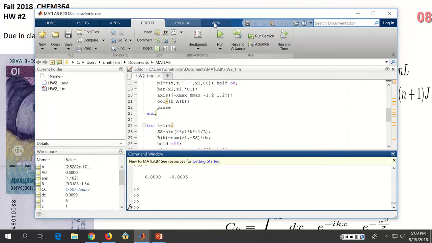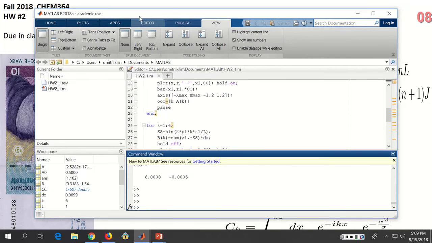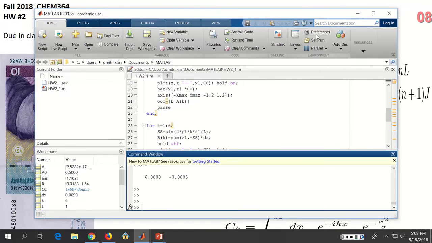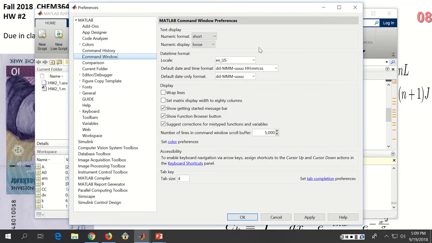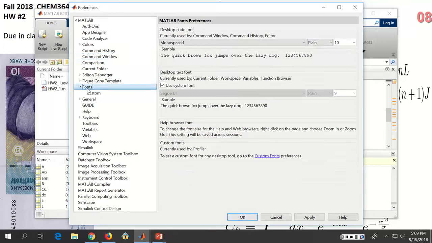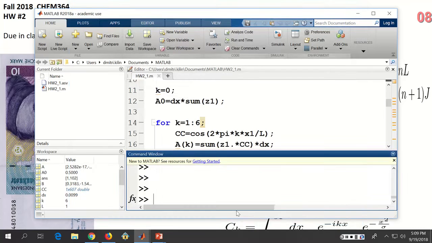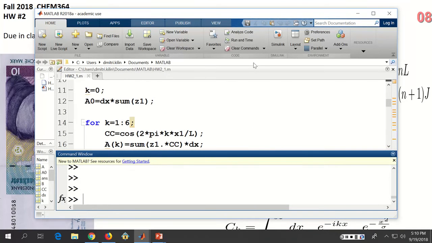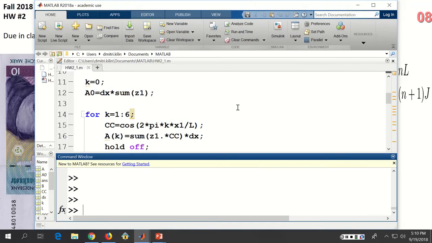Probably need to use a larger font. Is it sufficiently visible? Right?